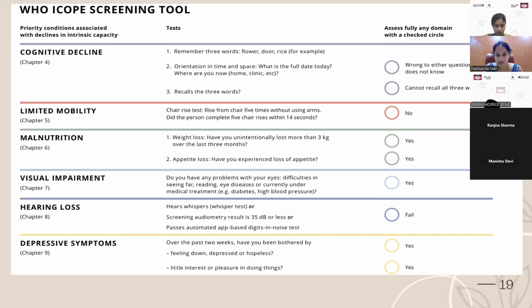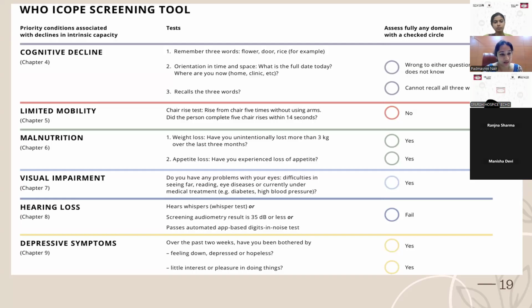When it comes to malnutrition, there are different ways to do it. The most common screening that we do is we ask them if they've had any unintentional weight loss. That is not because they went on a diet or because they've been recently working out, but have they lost weight without trying? And we usually keep the cutoff as more than 3 kgs in the last 3 months. The next thing we ask is whether they have decreased appetite over the same amount of time.